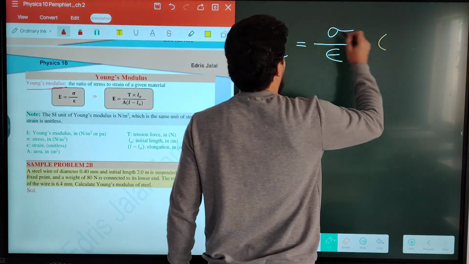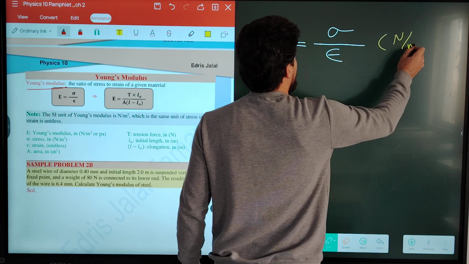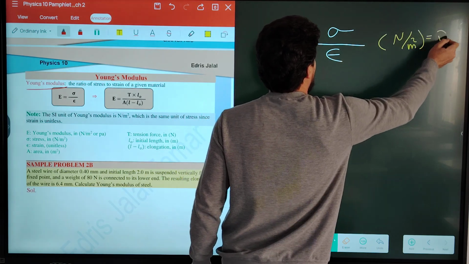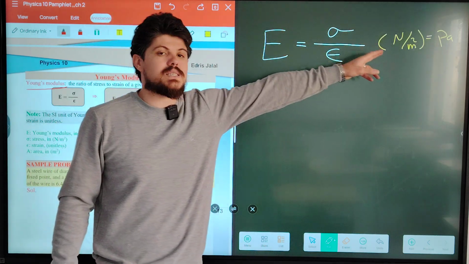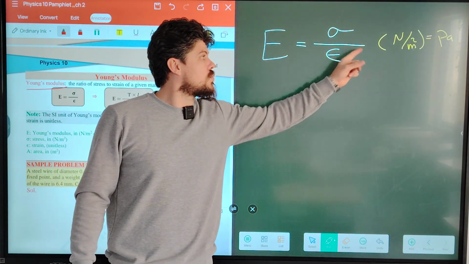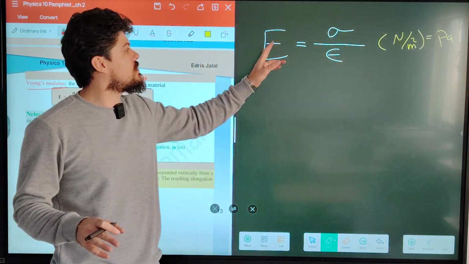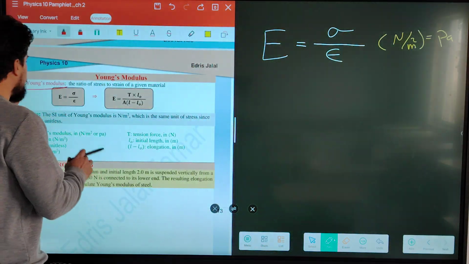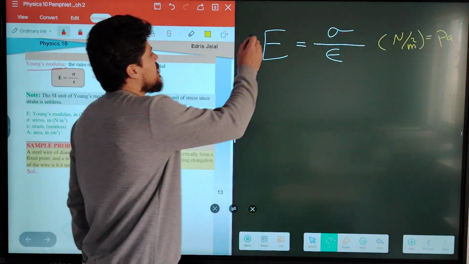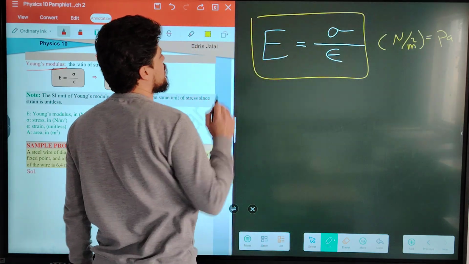The SI unit of Young's modulus is Newton per meter square, which is equal to what? Pascal. What is the SI unit of Young's modulus? Pascal. Its equivalent unit is what? Newton per meter square. They have the same unit as stress. They have the same unit as pressure. Okay? Guys, in this equation, you can determine the amount of Young's modulus.